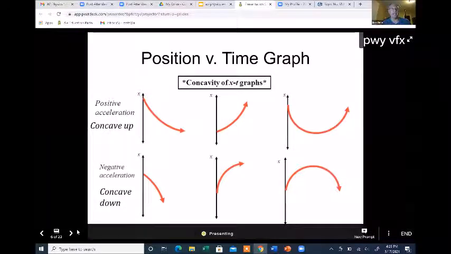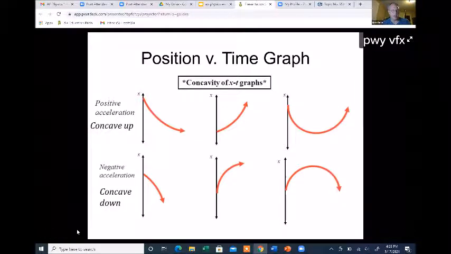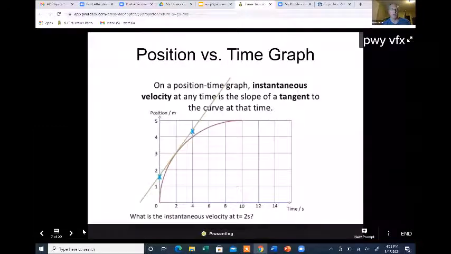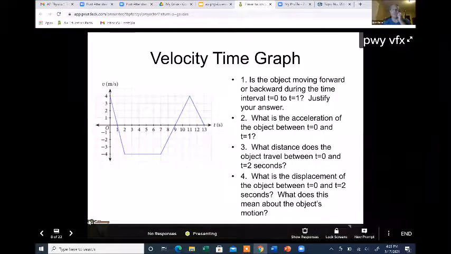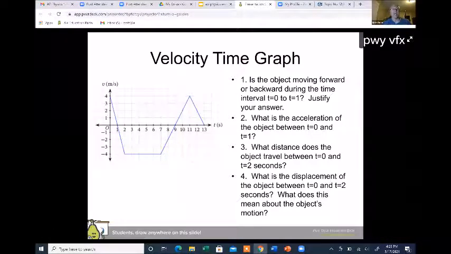All right, main thing to get from this slide: if you have a curve on a position time graph that's concave up, the acceleration's positive. If on the other hand you have a curve that's concave down, the acceleration's negative. That's the key thing. We're not going to worry about that right now. So now we've got the next slide that has some interactivity to it.